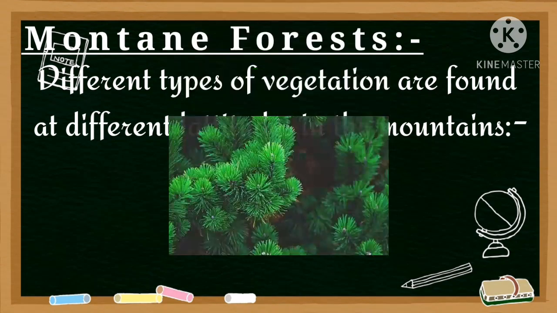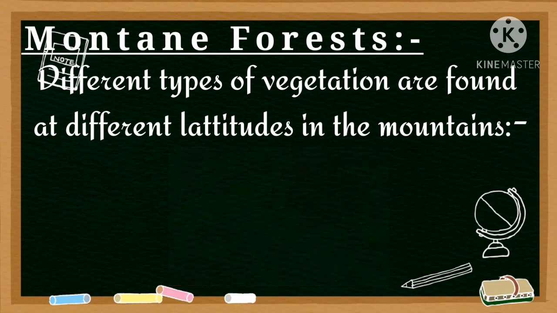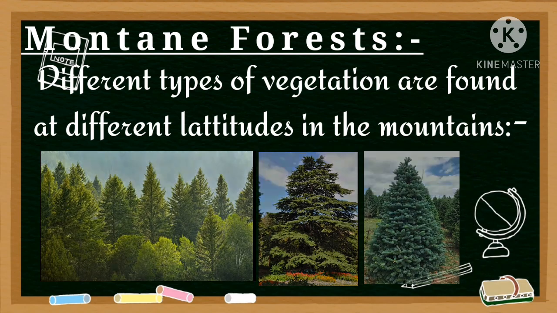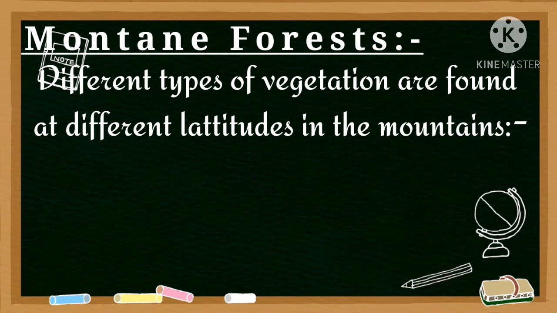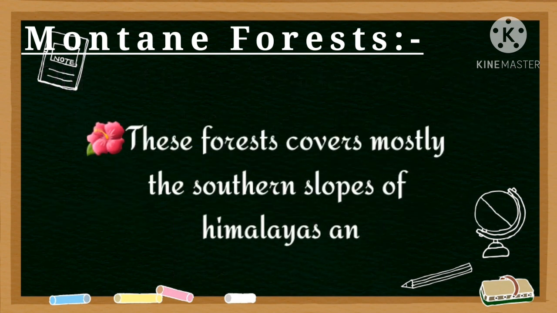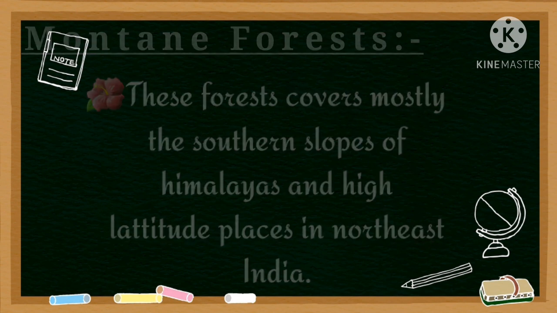Temperate forests with conifer pines are found between 1500 to 3000 meters. Trees like pine, deodar, and silver fir are found in this forest. Beyond 3600 meters, alpine vegetation is extensively used for grazing by nomadic tribes like Kuchis, Gaddis, etc. These forests cover mostly the southern slopes of the Himalayas and high altitude places in northeast India.